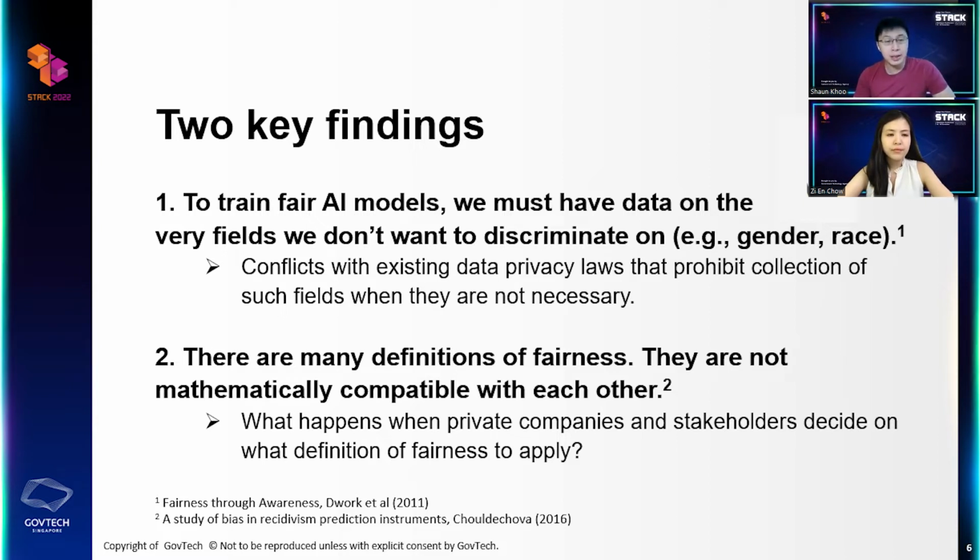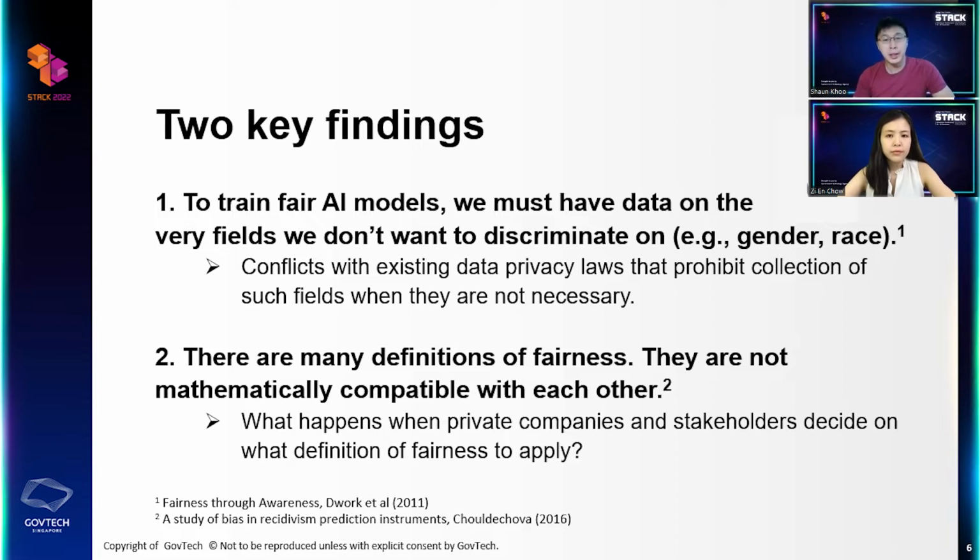The first one is that counterintuitively, to train fair AI models, we need to have data on the very fields that we don't want to discriminate on, such as gender or race. This is typically known as sensitive attributes in the literature. We note that this conflicts with existing data privacy laws and general consensus about data privacy, which says that we shouldn't collect such fields when they are not necessary.